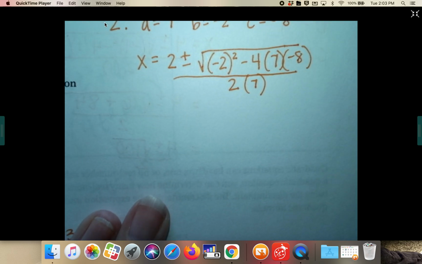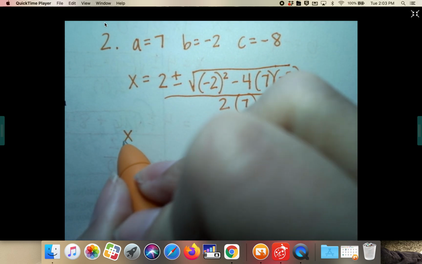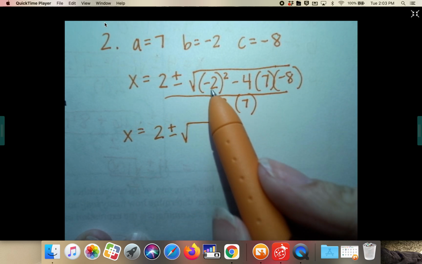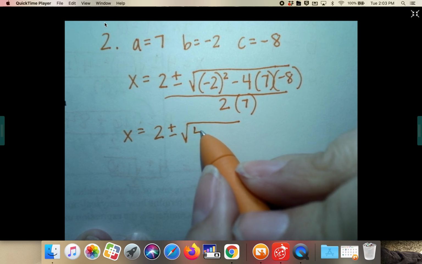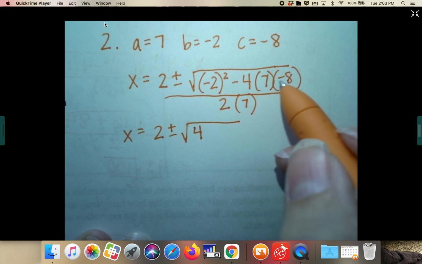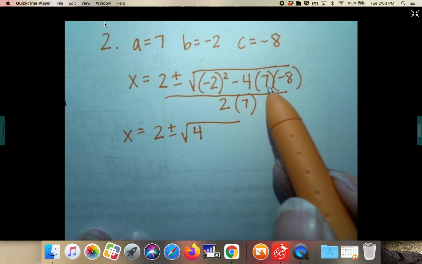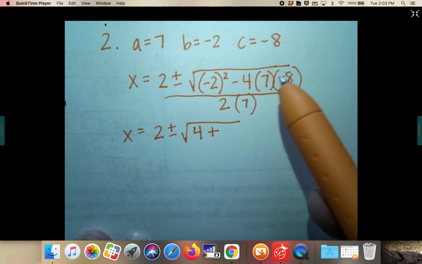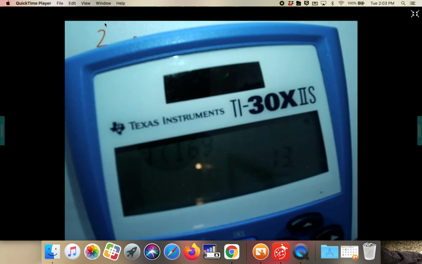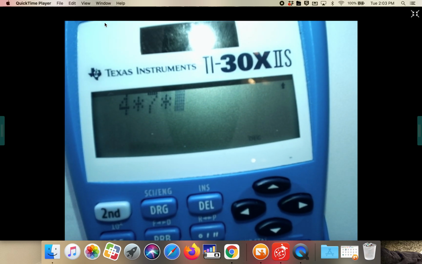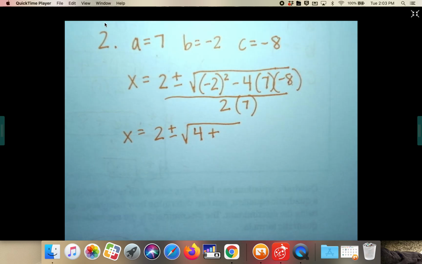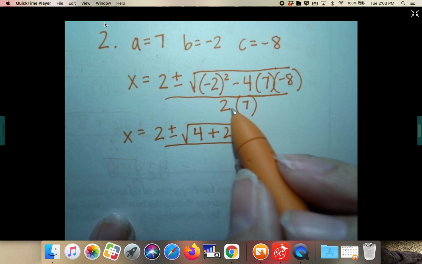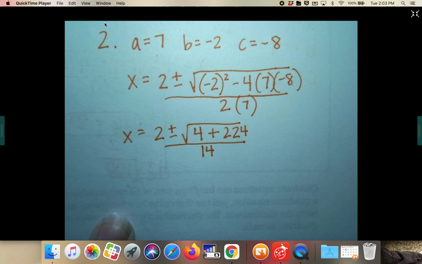Now we get to solve it. So here we go. x equals 2 plus or minus the square root of, that's going to be 4. Then 4 times 7 times 8, technically -4 times 7 times -8. I know this negative times this negative is going to be a plus. 4 times 7 times 8, I don't know what that is. 4 times 7 times 8 is 224. All over 14. 2 times 7 is 14.